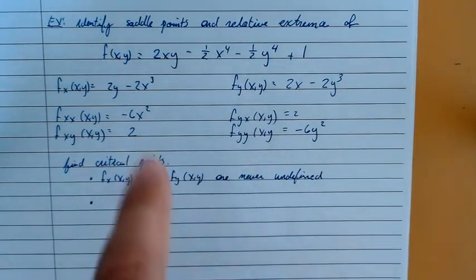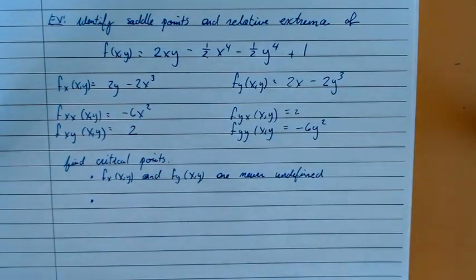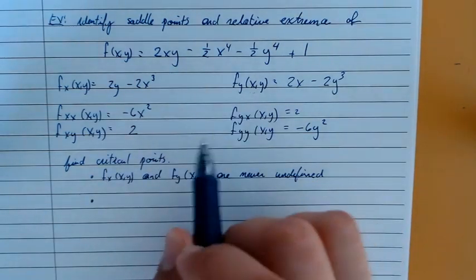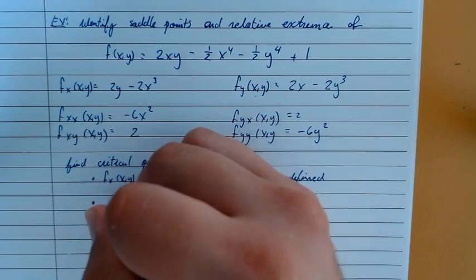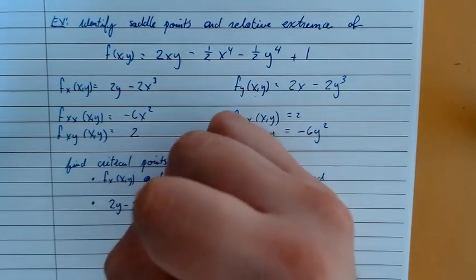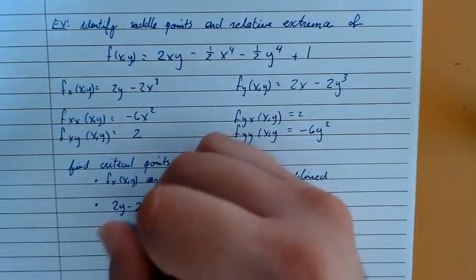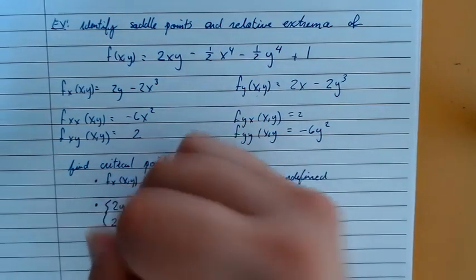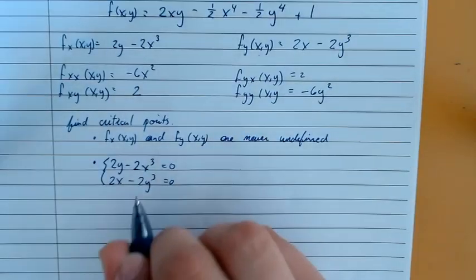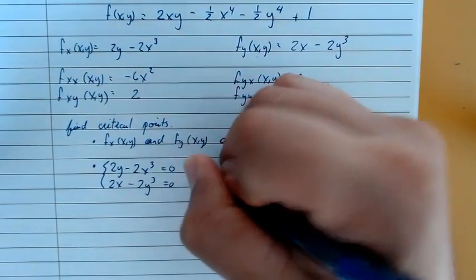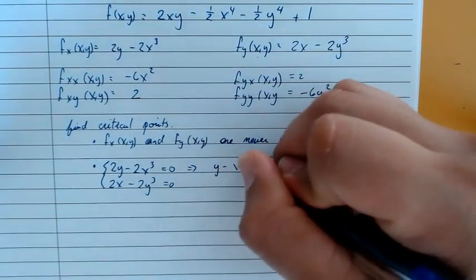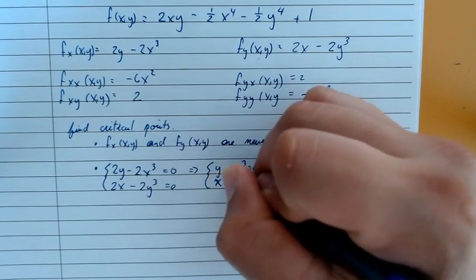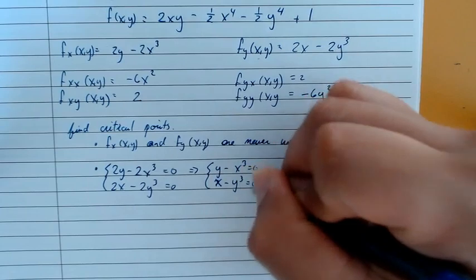On the other hand, you may get critical points from having both of them equal to 0. If either is undefined, that's a critical point, but they both have to be 0 for that to be a critical point. So that's going to be 2y minus 2x cubed equals 0, and 2x minus 2y cubed equals 0. Let's see, we can solve that system of equations. First of all, let me divide everything by 2, because why not. y minus x cubed equals 0, and x minus y cubed equals 0.